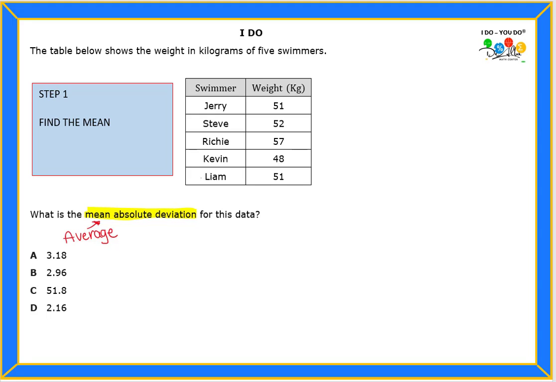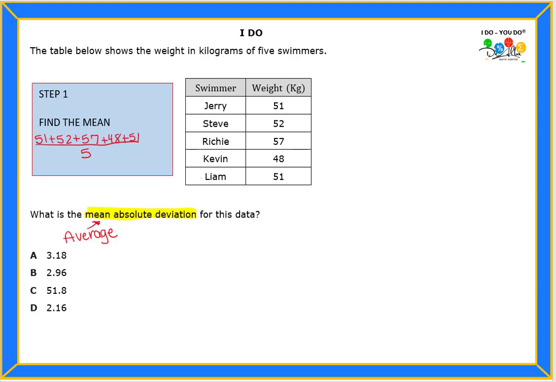So let's go ahead and do step one. Step one says find the mean, which means find the average of my data. So what I need to do is add up all my numbers. I'm going to start with 51 and add all of them. The last one is 51, right? Then I am going to divide by how many numbers are in my data. So I have 1, 2, 3, 4, 5. So I divide by 5.